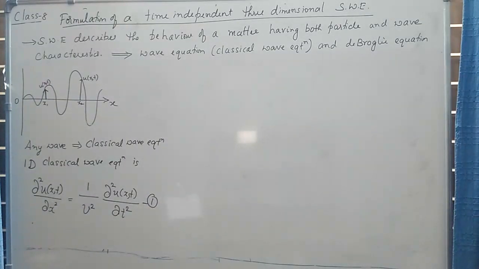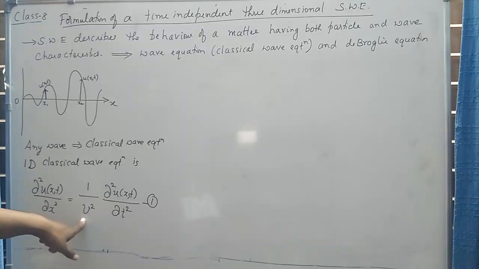It is a differential equation in terms of two variables x and t. That is why I have used this partial derivative. Remember, when do we use partial derivative? When we are working with more than one variable. So what is u of x t? U of x t represents the amplitude or the height of the wave at a particular value of x and particular time t. V represents the velocity of the wave.